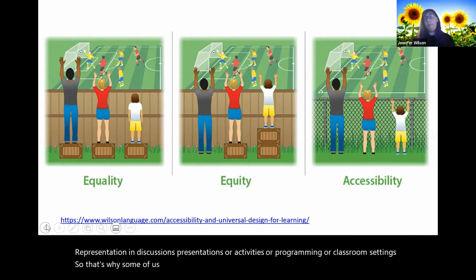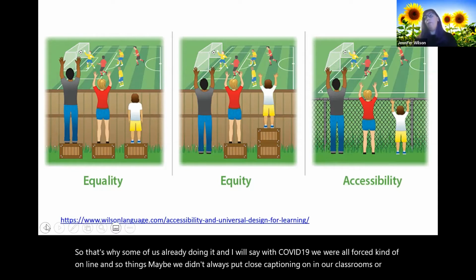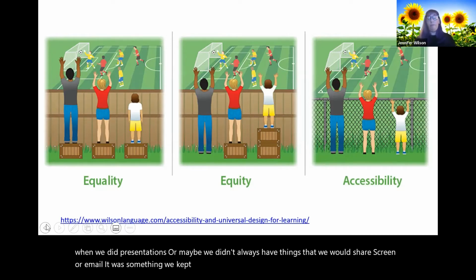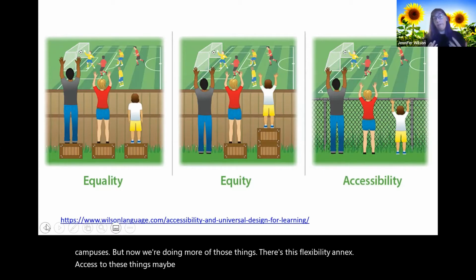And I will say, with COVID-19, we were all forced online. And so maybe we didn't always put closed captioning on in our classrooms or when we did presentations, or maybe we didn't always share or email things. It was something we kept to ourselves as a lecturer or professor, or in different roles on campuses. But now we're doing more of those things. There's this flexibility and access to these things that maybe weren't as readily available.